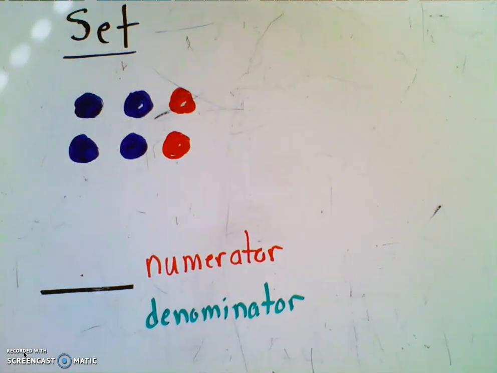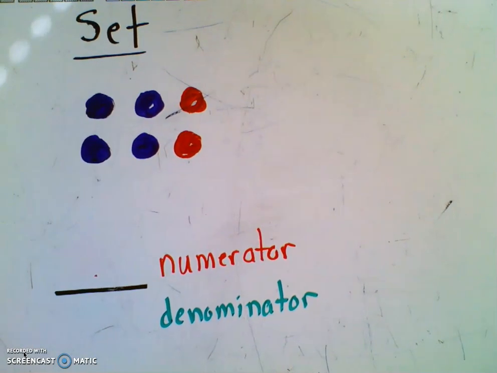Okay, so now we're going to call this a set. A set is like a group, and we've talked about groups a lot in math. Groups are a way to put things together, sometimes that are in common, sometimes that are different. Here I've got a set of 6 dots. Now you notice something about the dots though, they're not all the same color, which is good because now we can make a fraction for this set.